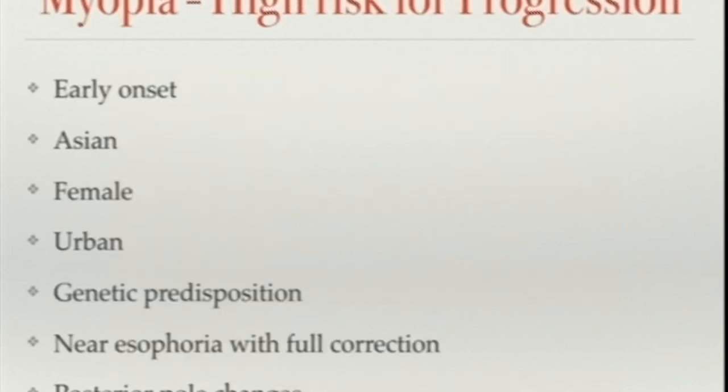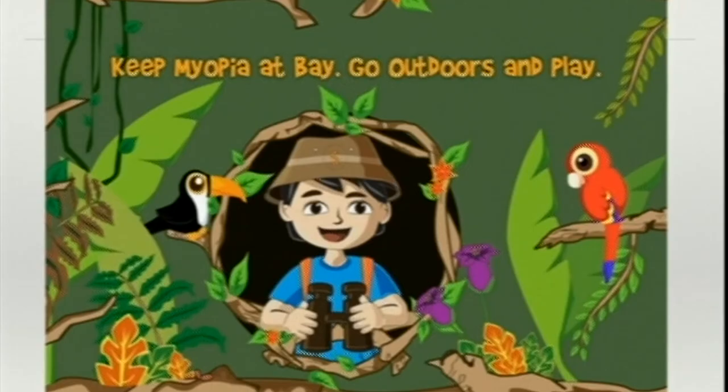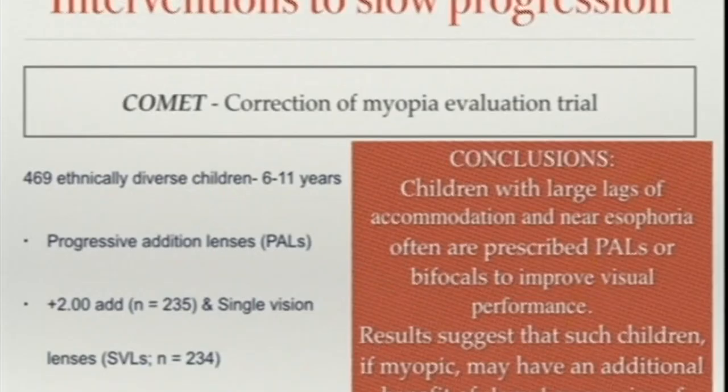High risk for progression: Indian, Asian eyes, female, urban population, parents wearing glasses. If the child is having near esophoria with full correction, it can progress. And if there are posterior pole changes, these are all red flags. So this is a thing developed by Singapore. They are more and more concentrating on including outdoor activities as a part of the school activity, reducing the school hours, increasing the games period.